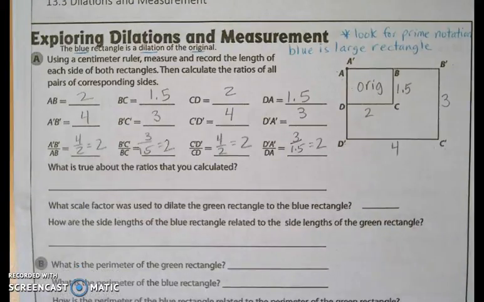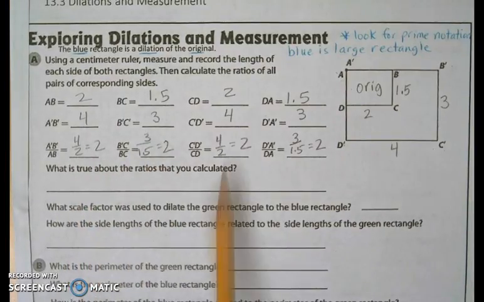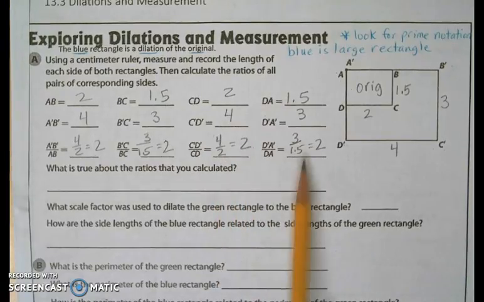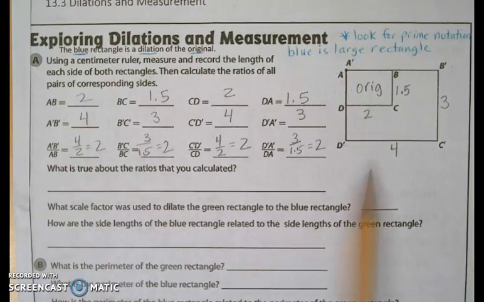So after setting up all of my ratios, 4 to 2 equals 2, 3 to 1.5 equals 2, 4 to 2 equals 2, and 3 to 1.5 equals 2. So let's go through and take what we have on Part A to finish the questions on our own.